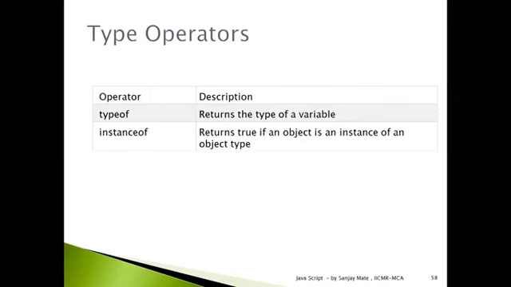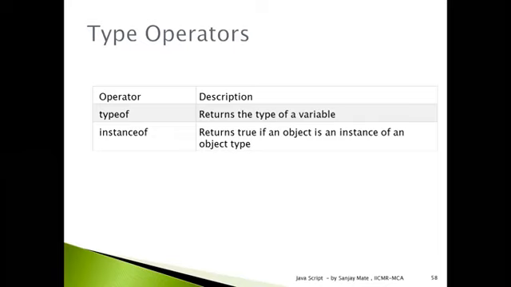Typeof operator and instanceof. The typeof operator returns the data type of that particular variable. If the variable contains a number value, it will return number. If the variable contains a string value, it will return string. If the variable contains an object, then it will return object. That means you can identify what type of value it is containing.